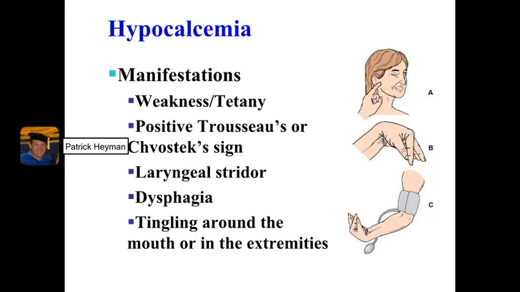When it comes to manifestations, patients are typically going to have muscle spasm. Weakness doesn't mean that the muscles don't contract, but that the contraction isn't necessarily helpful. So, weakness or tetany. Tetany, remember, is muscle spasm. It is not to be confused with tetanus. Positive Trousseau or Chvostek sign, you can see A and C there are showing you what those are. And then laryngeal stridor, so the patient could sound like that. Dysphagia, the patient has trouble swallowing, and then tingling around the mouth or the extremities.